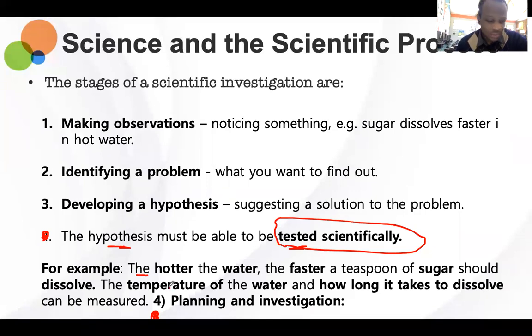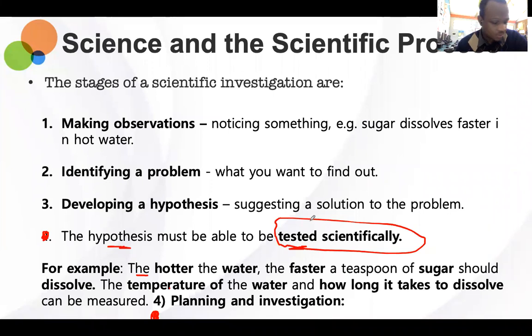Which, what would that be? Anybody want to make a wild guess? What will we use to measure the temperature? I see a chat. Sir, a thermometer. Right, we use a thermometer to measure the temperature of the water, right? And how long it takes to dissolve. What would you use to find that? To determine how long it takes for the sugar to dissolve.